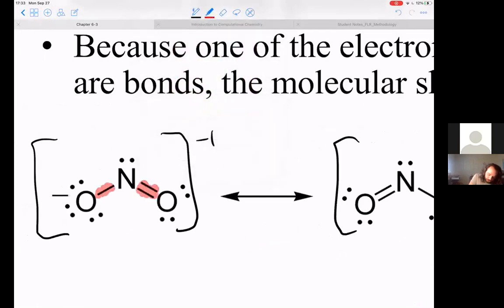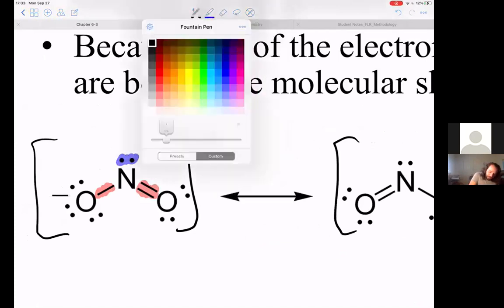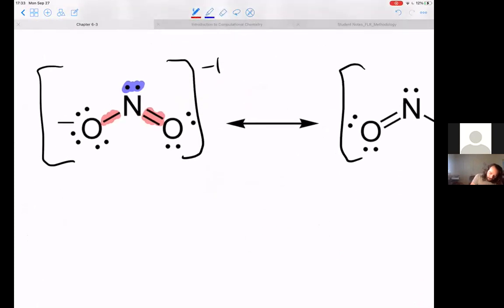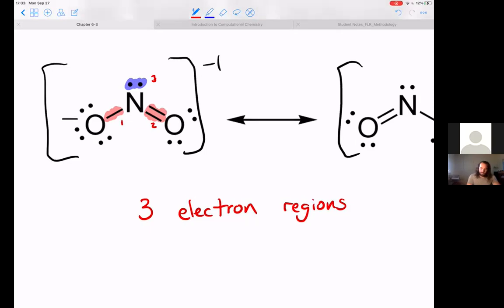Remember that double bonds still only count as 1 electron region. So this was 1, 2, and then 3. The nitrite ion has 3 electron regions. 1, 2, 3. The double bond counts as just 1 electron region. The single bond counts as another electron region, and then the lone pair is our 3rd electron region.